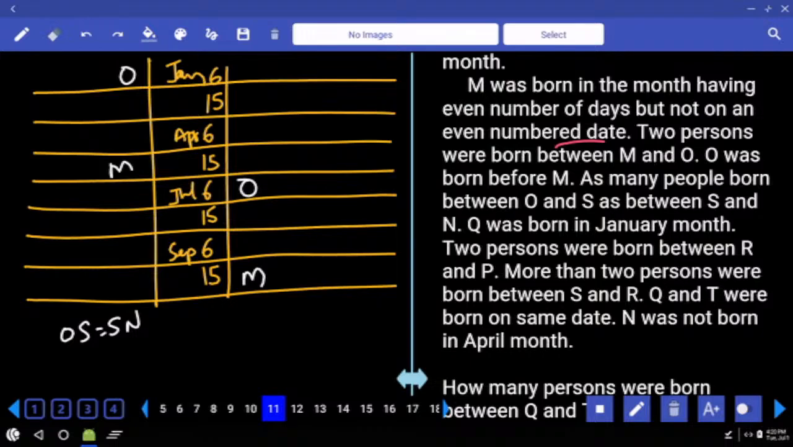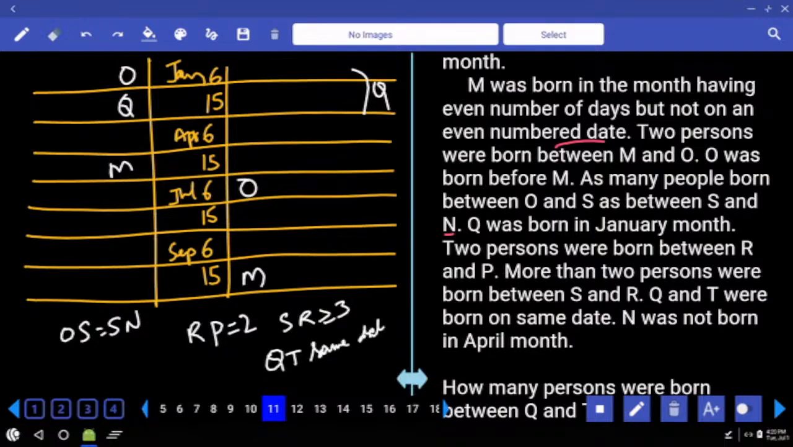And next one, Q was born in the month of January. Now Q is here. Q must be in the month of Jan. And 2 persons between R and P. In between R and P, how many? There must be exactly 2 people. More than 2 persons between S and R. S and R more than 2 means greater than or equal to 3 people. And Q and T were born on the same date.